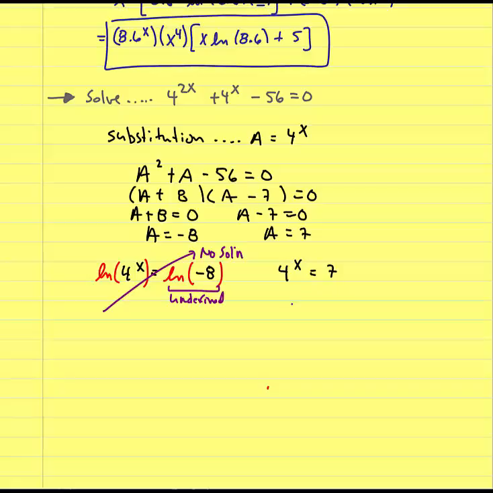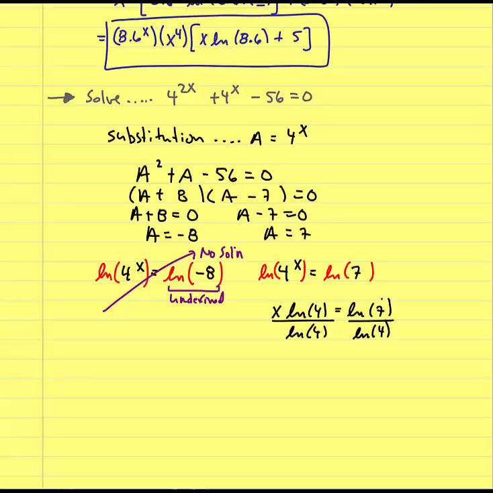Now let's come over here and look at this side. I would take the natural log of both sides. So natural log of 7, I think, is what we had there. The reason I take the natural log is because the x pops out front. So I'm left with x ln of 4 equals ln of 7. And again, I'm trying to solve for x, so I divide both sides through by ln of 4.